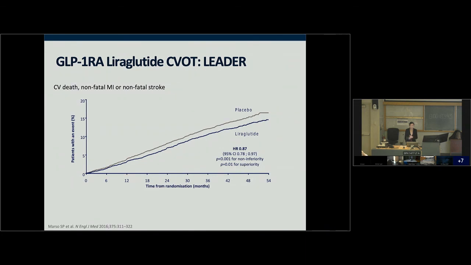So let's shift gears and talk about the other class of antihyperglycemics that have also been shown to have cardiovascular benefit. And that is, we'll start with the LEADER trial, which is liraglutide. And that also was done just to show that cardiovascularly it's safe to use, but it did also show a superiority in reduction of CV death, non-fatal MI, and non-fatal stroke by about 13% in the liraglutide group compared with placebo.